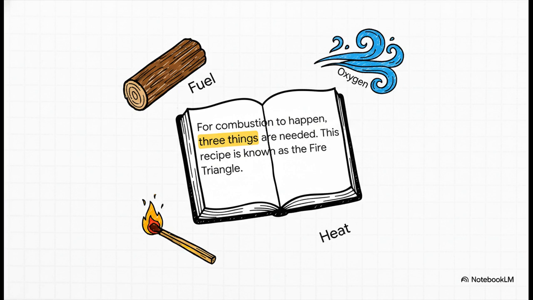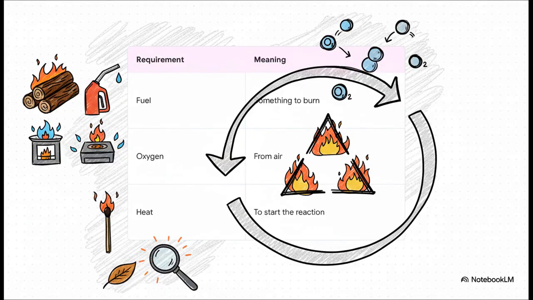This recipe is famously known as the fire triangle. So what are these three essential ingredients? First up, you need fuel. This is pretty simple. It's just anything that can burn. Think wood, gasoline, natural gas, you name it. Second, you gotta have oxygen, which, lucky for us, is pretty much everywhere in the air. And third, you need a source of heat to kick the whole reaction off. You absolutely have to have all three, no exceptions.